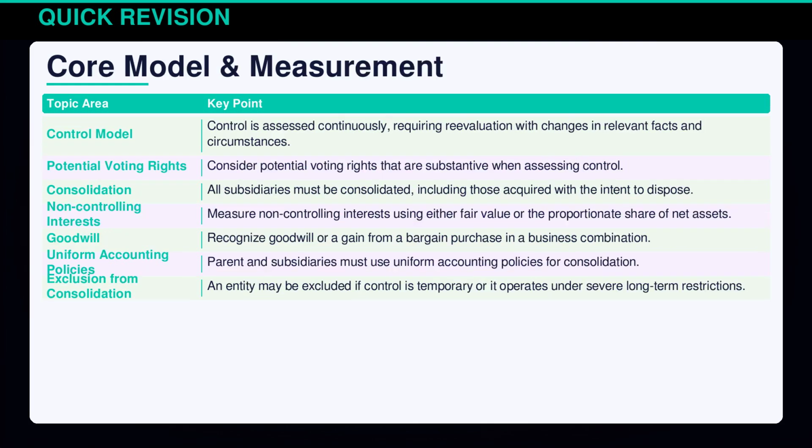Indian Accounting Standard 110's control model requires continuous reassessment, considering potential voting rights in control evaluations. Subsidiaries, including those for disposal, must be consolidated. Non-controlling interests can be measured at fair value or via net assets. Goodwill recognition follows business combinations, while uniform accounting policies across the group are a must. Exclusions from consolidation occur if control is temporary or severe restrictions exist. Mastery of these rules ensures precise application of the standard.